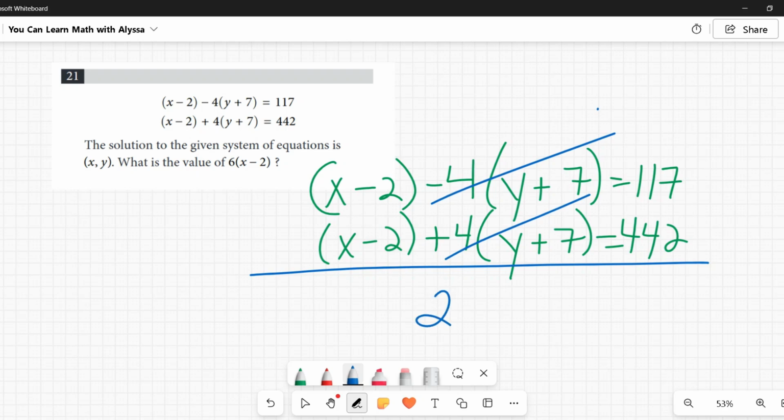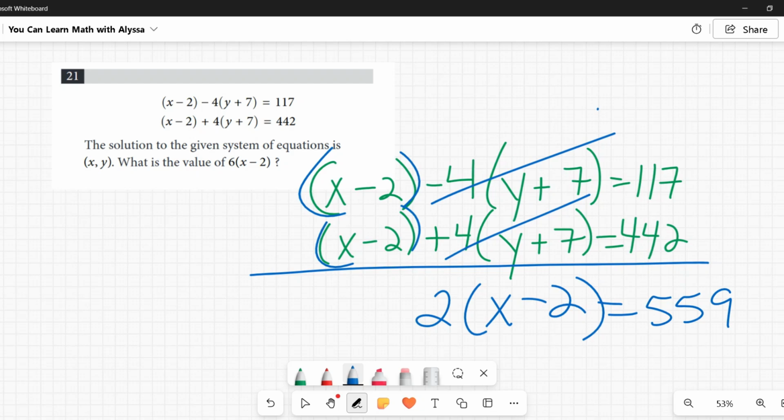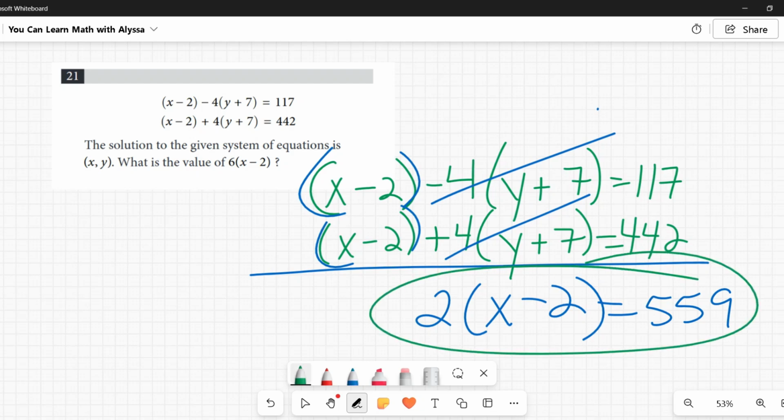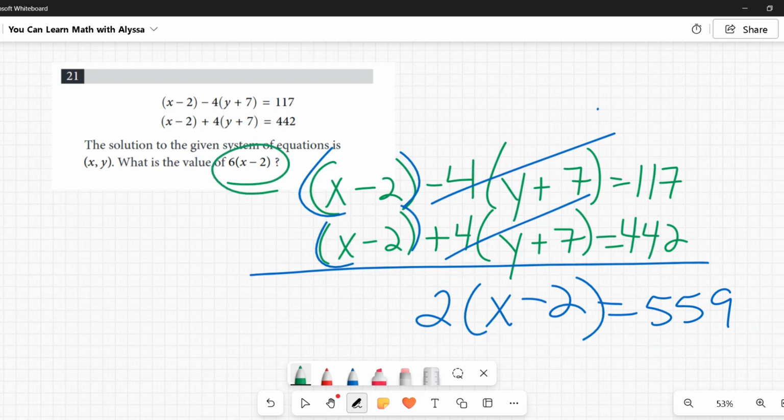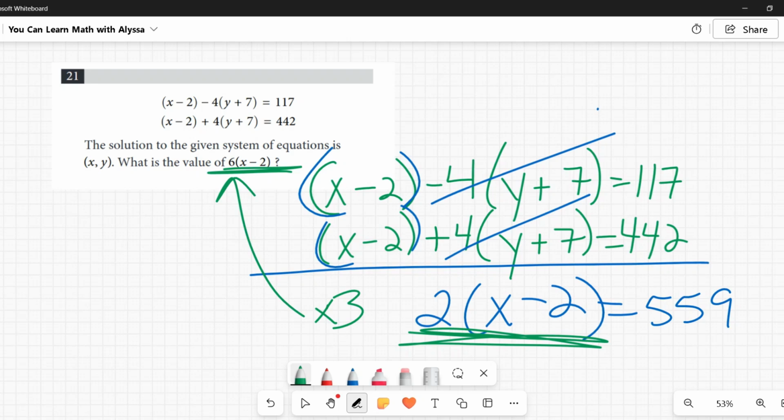And I am left with 2 x minus 2's. I got one here and one here. And then I add those 117 and 142 together, and I get 559. And so now, if you look over here, 2 times x minus 2 equals 559. Let's look awfully close. Look up here, 6 times x minus 2. How do I get from 2x minus 2's to 6x minus 2's? I need to multiply times 3. If I multiply this times 3, 2x minus 2's times 3, I will get to 6x minus 2's.